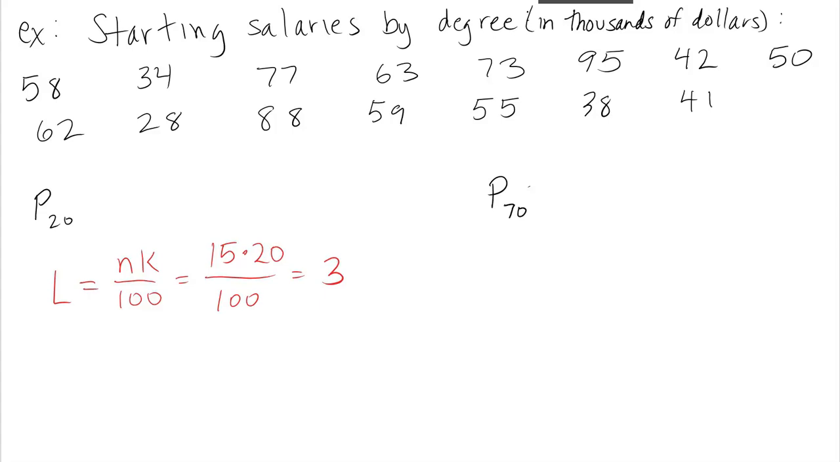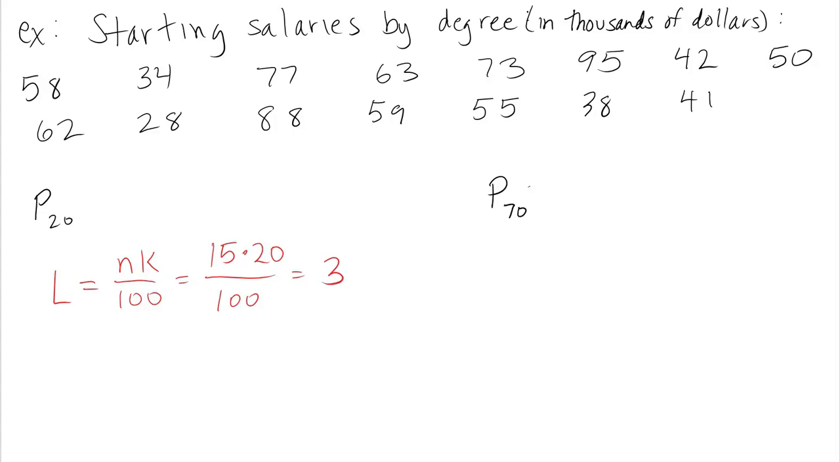That doesn't mean the answer is 3. Please don't put 3. A starting salary of $3,000 would not fall in this list. That's not a reasonable result. And you don't go to the third spot in this list or the sorted list. Remember, we're not using this list anyway. We're using the sorted list. But you don't go to the third spot either. You go to both the third and fourth positions.